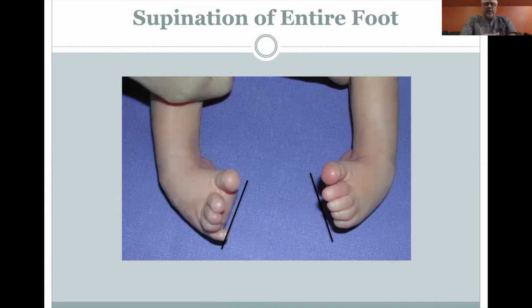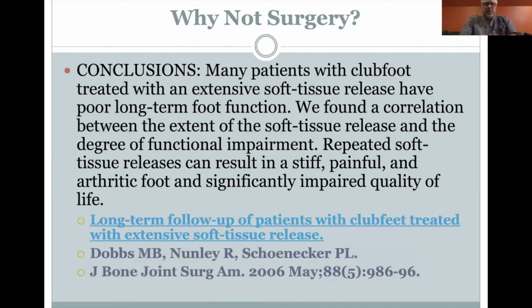So why not just take all these patients to surgery? Clubfoot has had an interesting course of treatment over several decades. It was initially treated with Kite's method in the 50s and 60s. In the 70s, they were starting to realize that Kite's method wasn't working very well, so they started doing a lot of surgery in the 70s and 80s. And then they started seeing why surgery was not working.